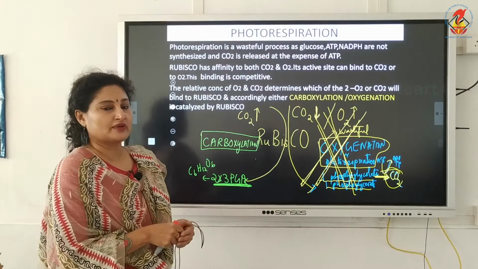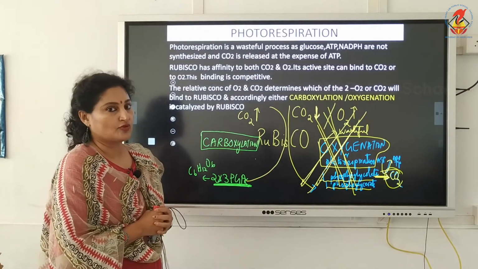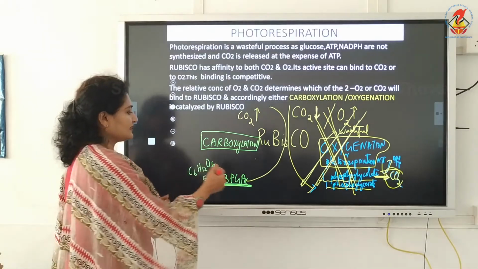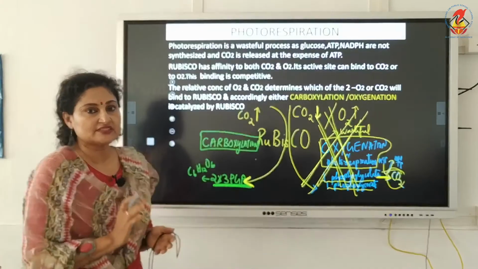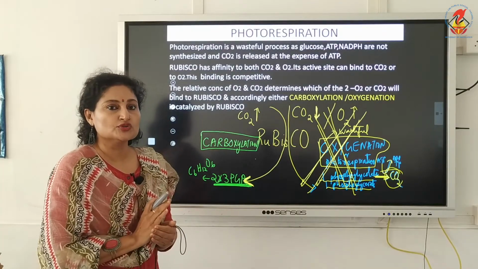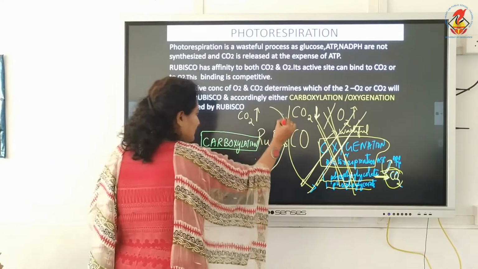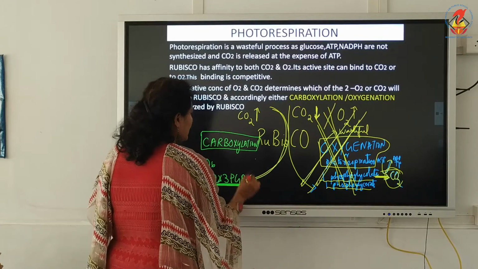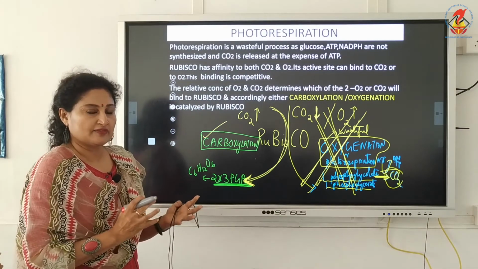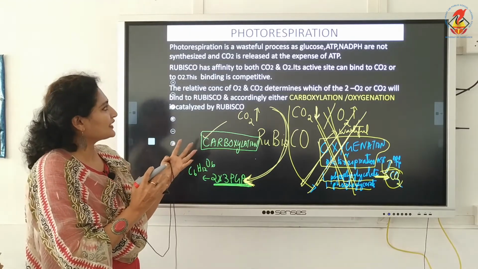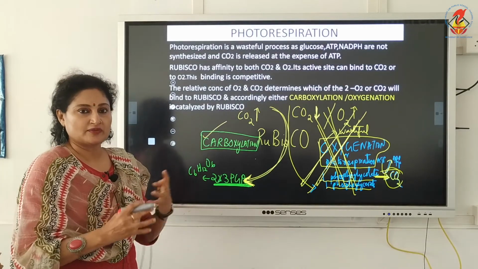Hence, the C4 pathway is an adaptation to overcome photorespiration, to suppress photorespiration and to facilitate the other pathway, that is glucose synthesis via the C3 pathway. Anyway, the C4 pathway produces glucose by passing through the C3 pathway. So this process is favored. Which process? Carboxylation is favored because glucose is synthesized. The final aim of a plant is to produce glucose, so this pathway is favored, and therefore the C4 pathway is an adaptation.